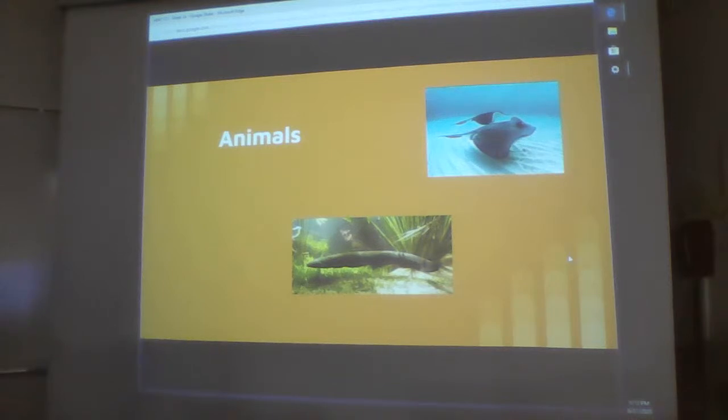Animals can also be carriers of static electricity. This is a picture of a saltwater electric eel. I think they're actually like 10 feet long, but this isn't a marine biology class, just interesting fact. Stingrays, there are some stingrays that carry static electricity.